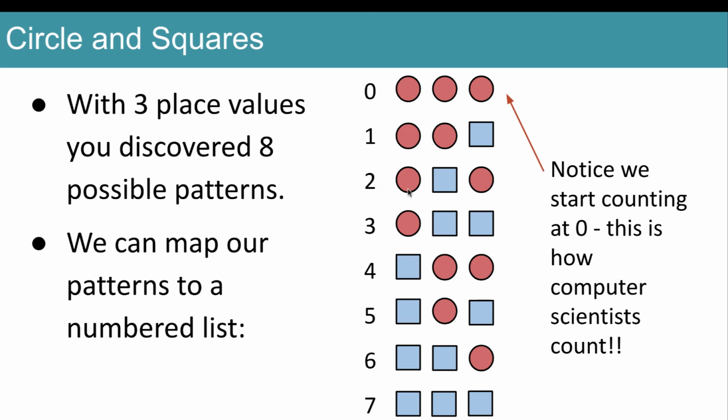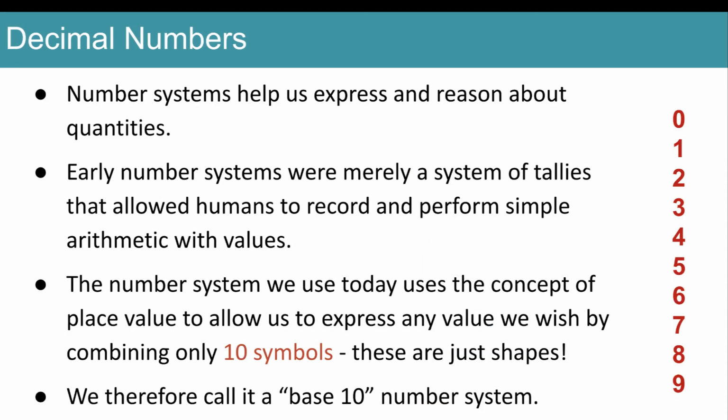So using 3 different place values, we can map the numbers 0 through 7 to each of those 8 different patterns. And why are we starting at 0? Well, it turns out computer scientists start counting at 0. And this will be important later on when we start programming. Let's map this to the number system we're most familiar with, decimal numbers.